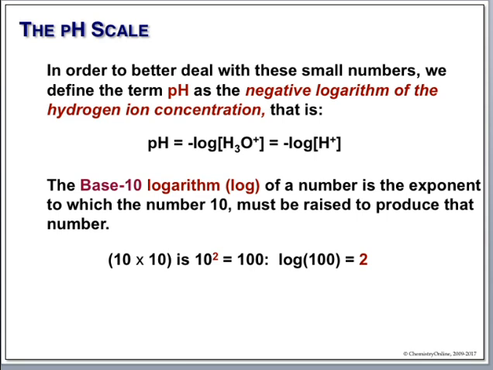If you pulled out your calculator, and you should, and you typed in 100, and you hit the log button, the answer would be 2. It's simply the exponent. If we had 10 times 10 times 10, that's 10 to the third. That's 1,000. The logarithm of 1,000 is just that exponent. So the logarithm of 1,000 is 3.